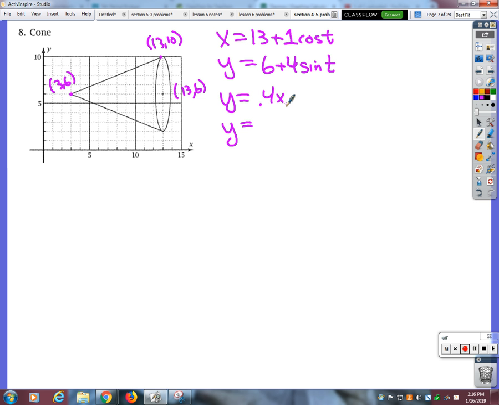And then let's figure out what the y-intercept is. Okay? So which point on that graph do you want to use? 3, 6. So 6 equals 0.4 times 3 plus b.